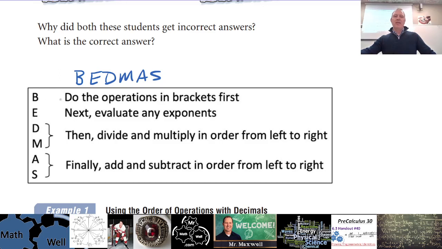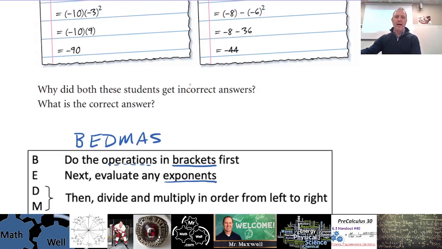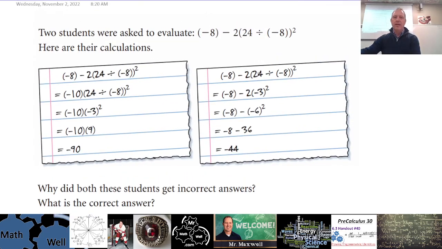The B stands for brackets. Okay, so if there's any operations inside brackets, we do those first. Next step would be to evaluate exponents. So E is exponents. Any exponents, we do them next. And if we look back, let's see if there was anything that was done correctly. So yeah, this right here, you see the brackets. This is an operation that's inside brackets. And so they did this one first, which was absolutely correct.